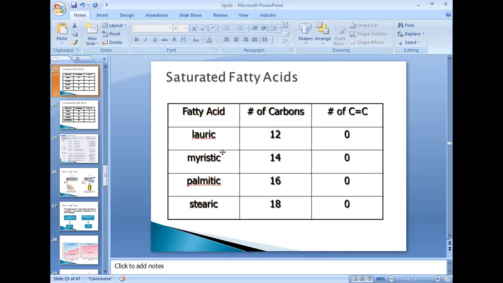Here we can see a few examples of common saturated fatty acids, which include lauric acid, myristic acid, palmitic acid, and stearic acid, with 12, 14, 16, and 18 carbons respectively, with no double bonds in their structure. That's why they are grouped as saturated fatty acids.